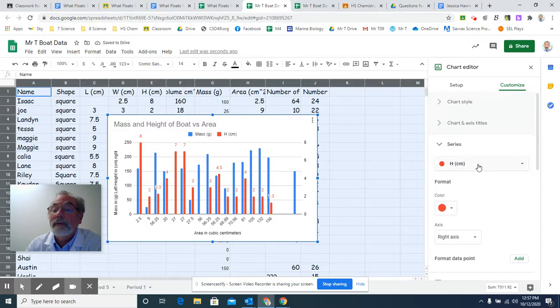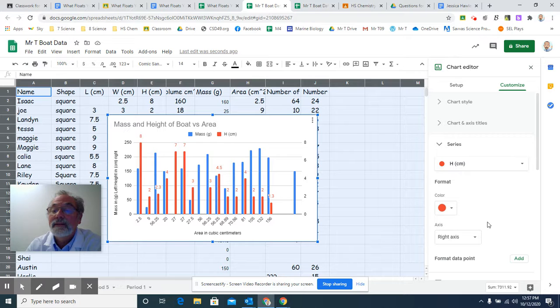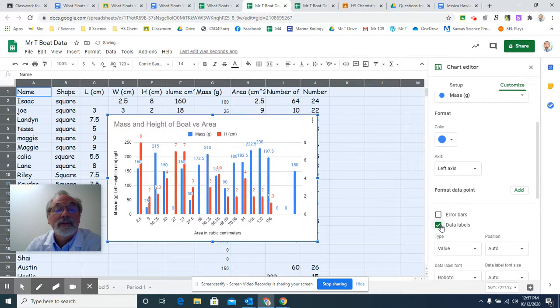Now if we go back up here, I'm going to make the color a little less obvious. I'll leave it red. That's fine. And I'm going to go back up here to series again. This time I'm going to pick mass. This time I want data labels. Those are the masses. So now I've got a graph that's labeled appropriately. Tells me what's on the left and the right margins along with the horizontal.